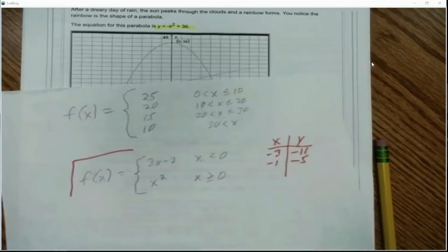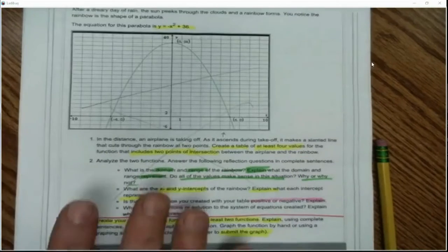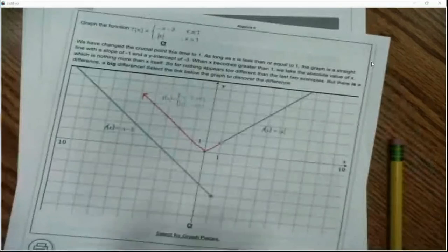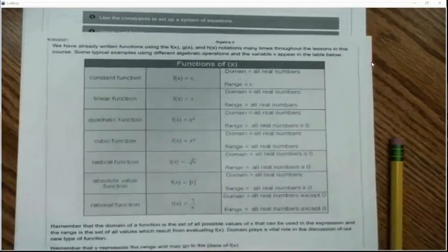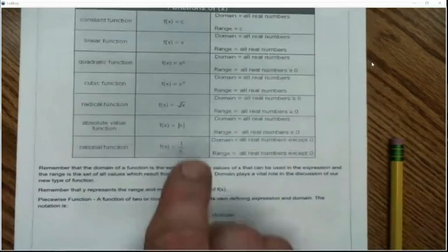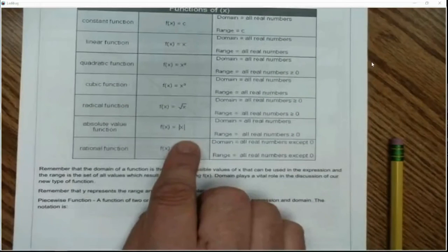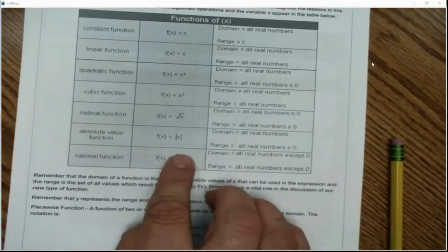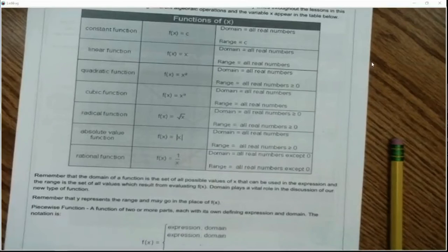Substitution, piecewise. Here's our assignment. Graphing. You can graph these things. The second lesson is all about graphing. There are the different functions. This came straight from the lesson, by the way. So this is in Buzz. You'll be able to get this information right there.